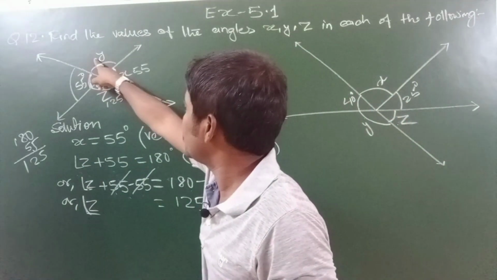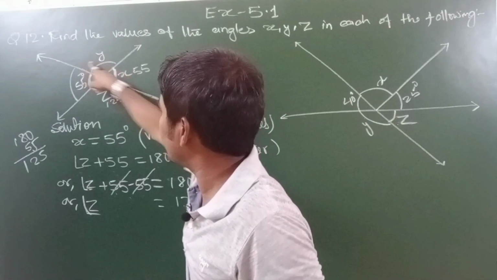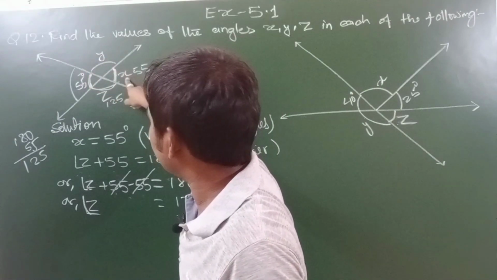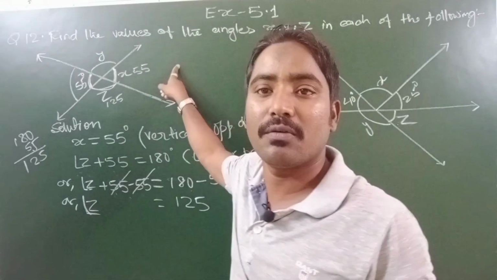So here you see, these two are also a linear pair, so x plus y will be equal to 180 degrees.